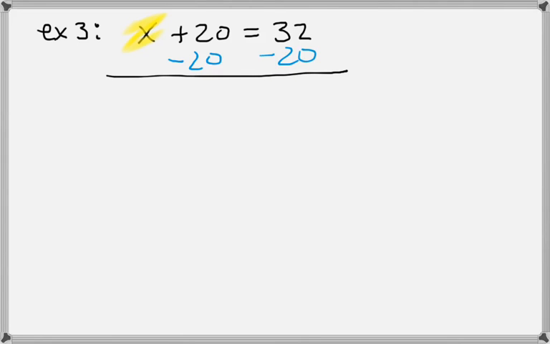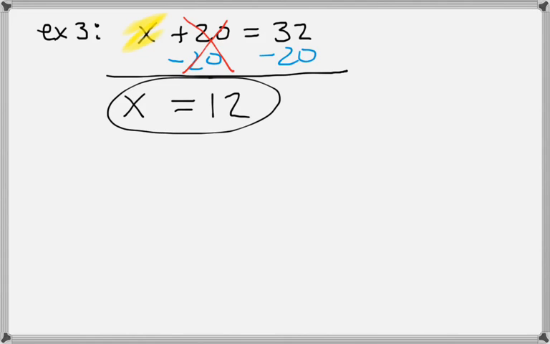So when we do that, we have our x. A 20 minus a 20 is equal to 0. That cancels out. We have our equals, and 32 minus 20 is going to give us a 12. So we have our final answer of x is equal to 12.